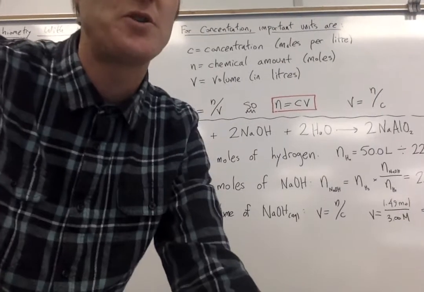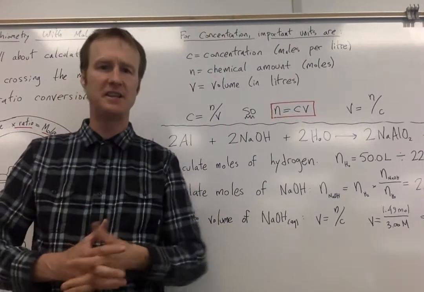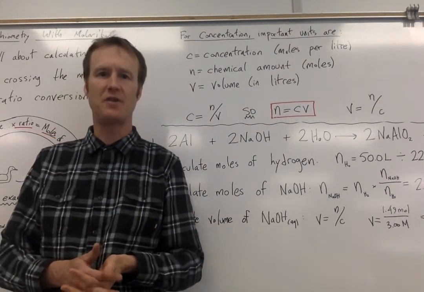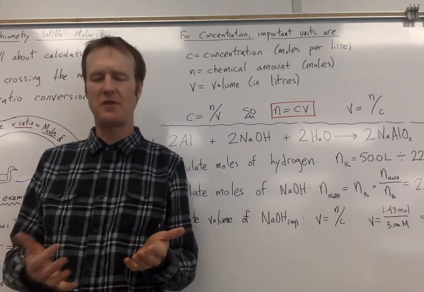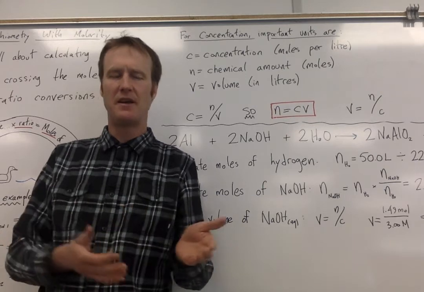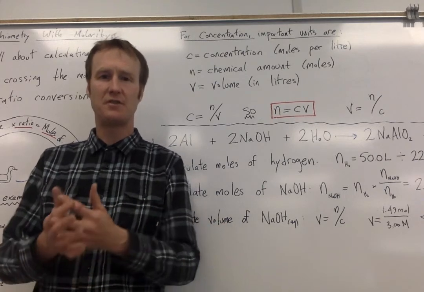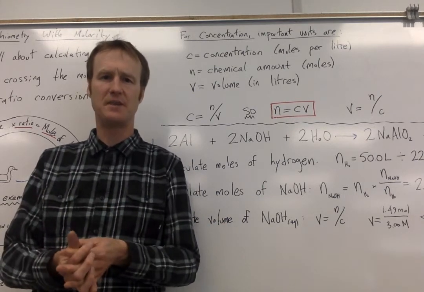Now, here's what we're told. We're told that someone wants 50 liters of hydrogen gas, which is an awful lot of hydrogen gas. But that's what they want, and they have an excess of aluminum, and they want to know how much of the sodium hydroxide solution they need to make that happen.